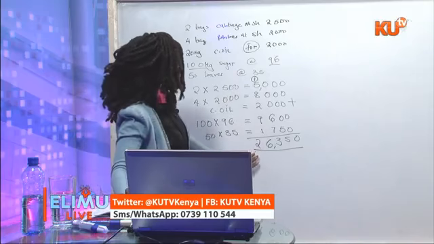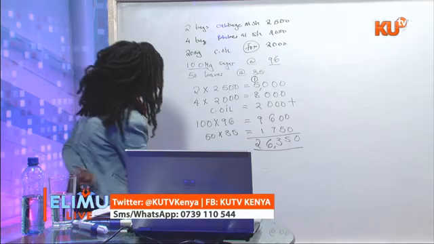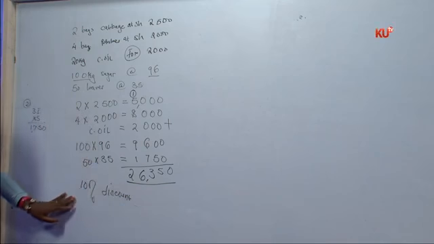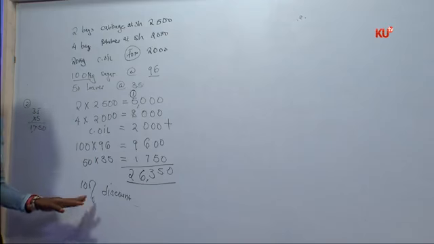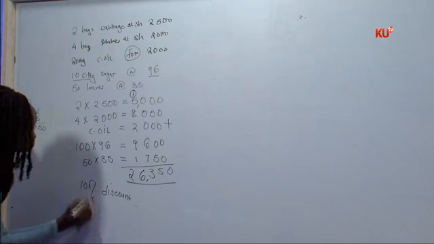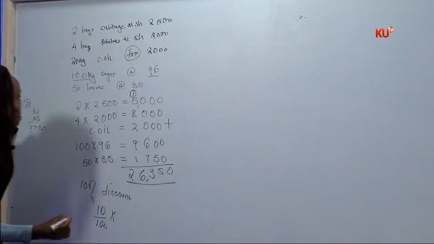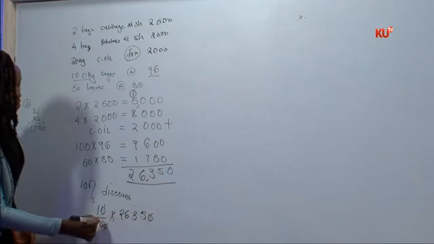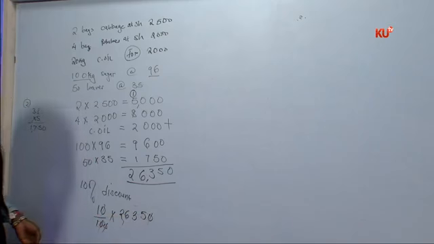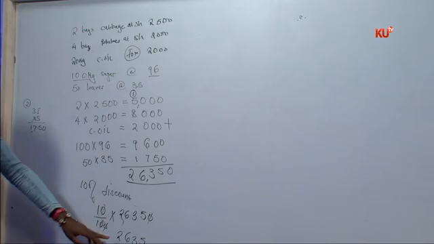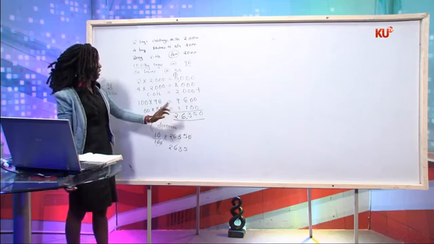So this was the true amount of money that he was supposed to pay, but he was given a 10% discount. So we get the 10% discount that he was given from this. If he was given a discount of 10%, it means he paid at 90%. So first you get the discount. The discount was 10 over 100 times 26,350. So he was given a discount of 2,635 shillings.